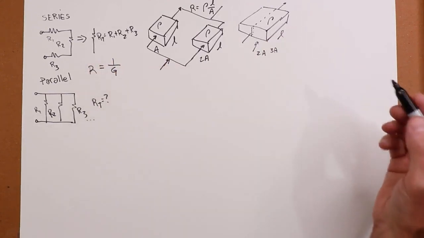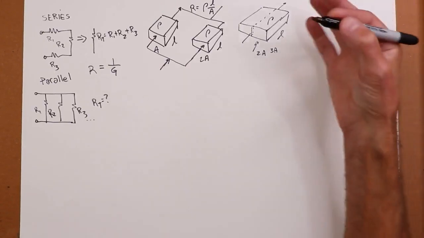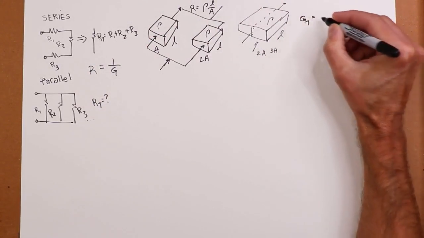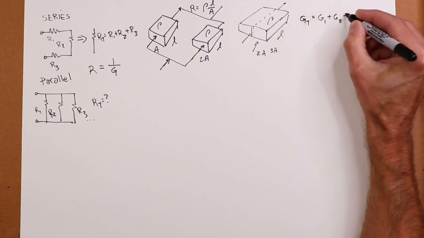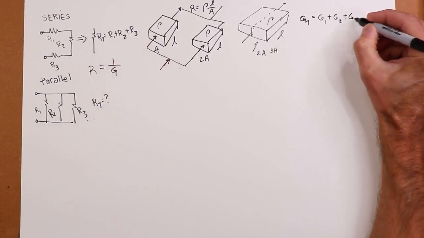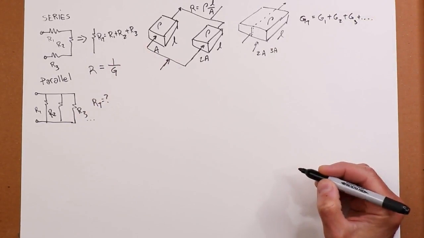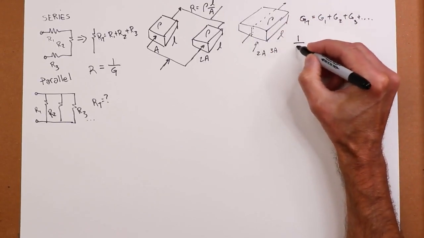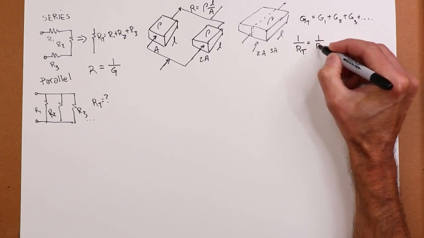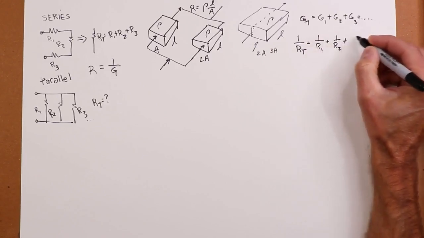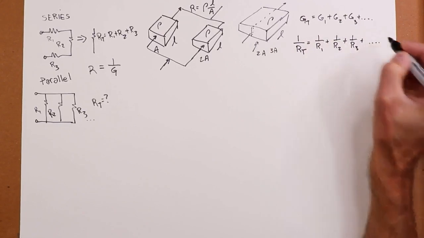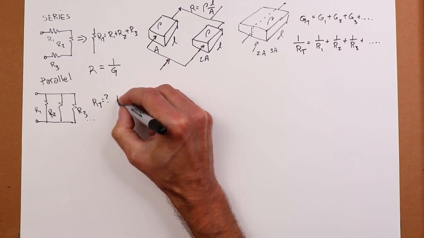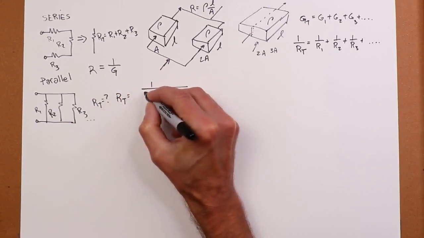Well, it turns out that our total is determined based on G total. So I could say that the total conductance is simply the sum of the individual conductances. All right, just like we summed up all the resistors for series, we sum up all the conductances, you know, for however many we have, to get the total conductance. And then we can take the reciprocal of that. Or more simply, if you want to put it in terms of resistance, you would say 1 over RT is 1 over R1 plus 1 over R2 plus 1 over R3, and so on for however many parallel resistors we have. Of course, I want to know what RT is, so we just take the reciprocal of the whole thing, and what we find out is RT is equal to the reciprocal of the sum of the reciprocals.